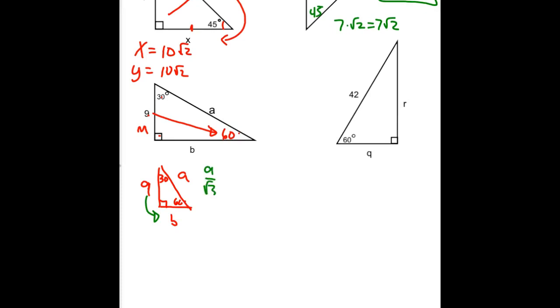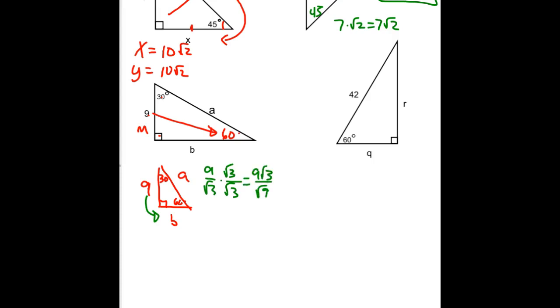Now we have to rationalize that again. So I'm going to multiply. I want to turn this square root of 3 into a perfect square. I want to turn it into 3 squared, which is 9. So I'm going to multiply by the square root of 3. I do the same thing on the top. I get 9 root 3 over the square root of 9.